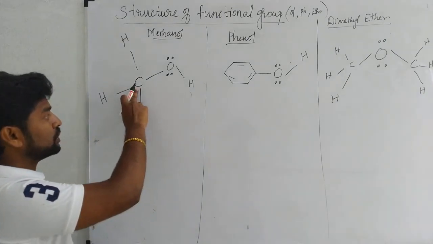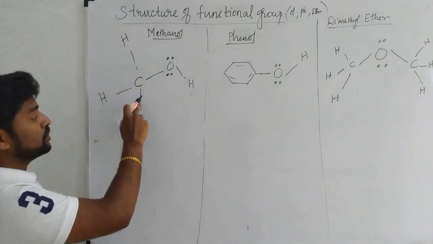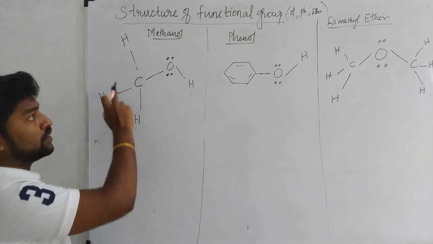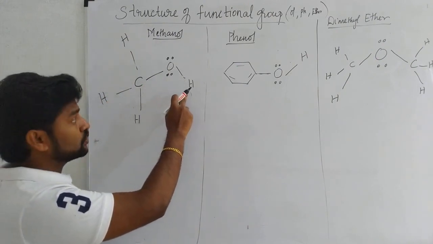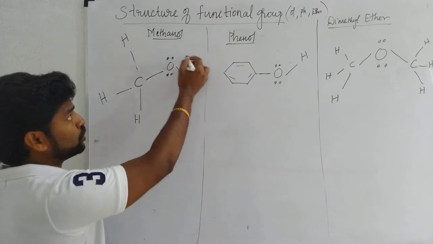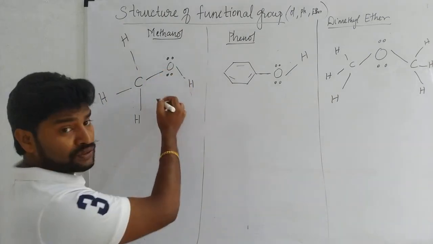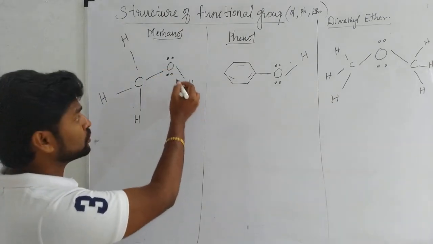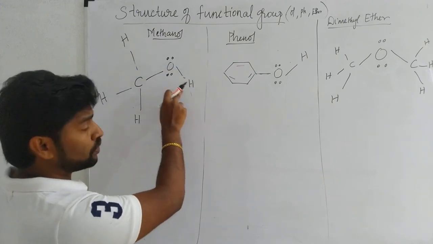The methanol structure is C bonded with 3 hydrogens and an OH group. So here we are discussing the structure of the functional group. Which one is the functional group? OH is the functional group. So here we are discussing the structure of the OH.